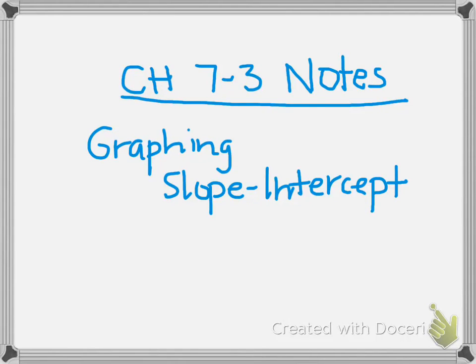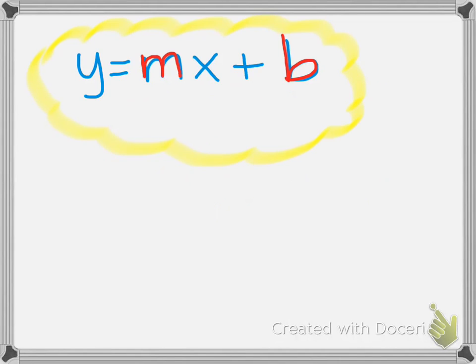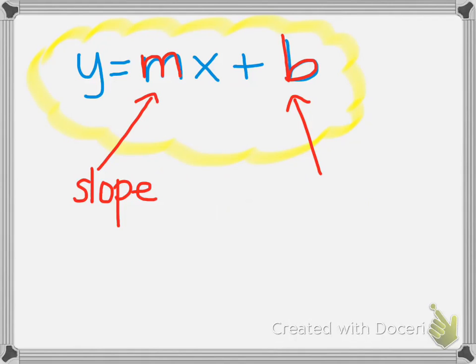Chapter 7-3 notes. We're going to be covering graphing and the slope-intercept form of a line. Okay, the slope-intercept form of a line is y equals mx plus b, where m is the number in front of the x, that's the slope, and b is the y-intercept, where it crosses the y-axis.